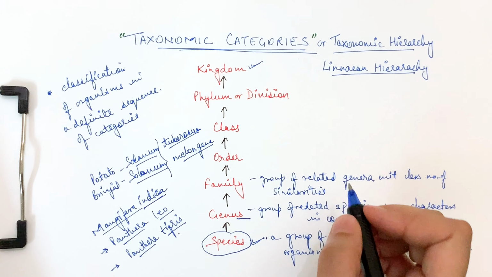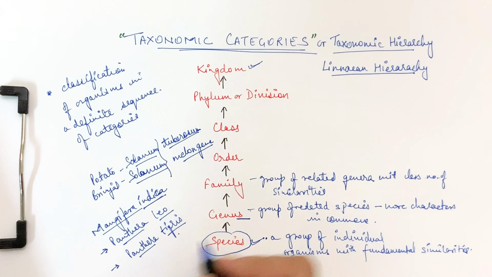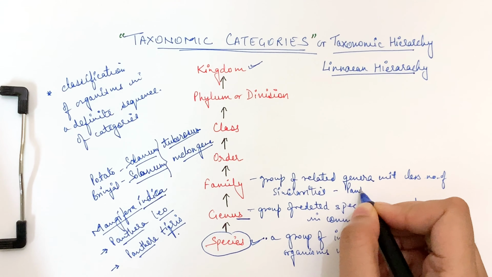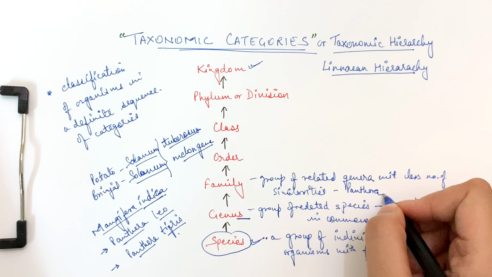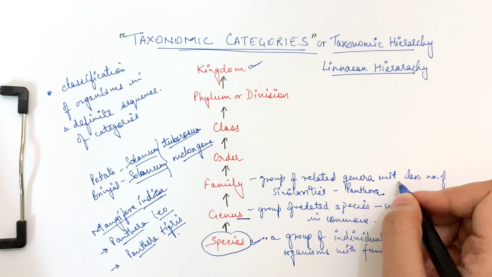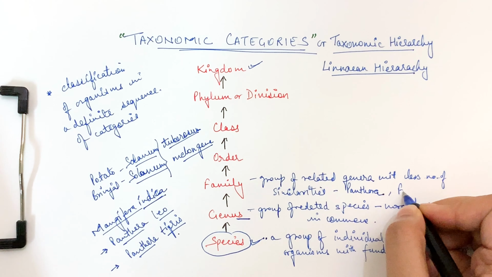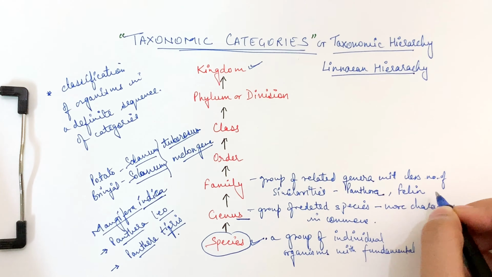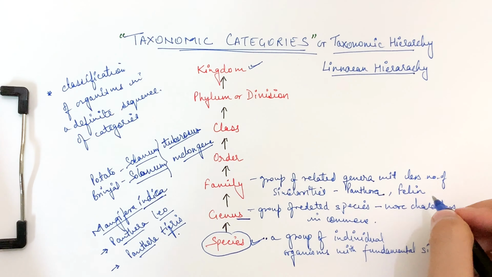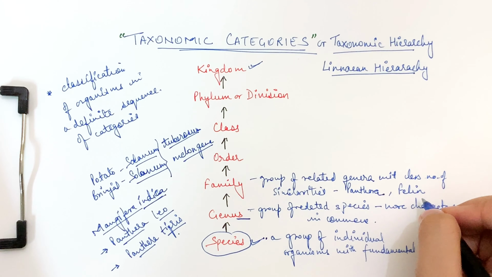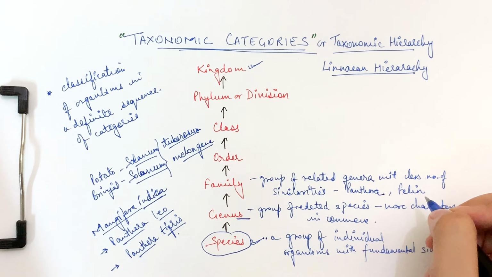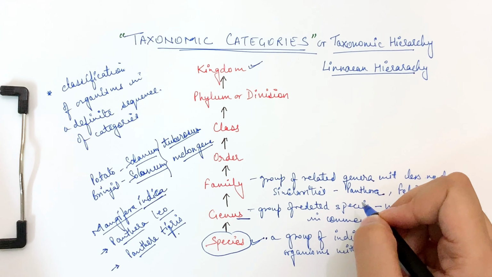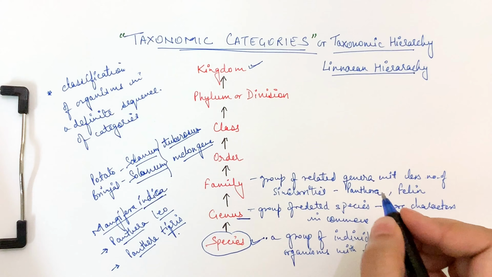Okay, so here, like the example, the genus Panthera, which comprises lion, tiger, leopard, is put along in the same family with the genus Felis, that is the cat family, Felidae. So basically, the genus of cat and the genus of panther or lion or tiger share common similarities and they are put together in the same family.